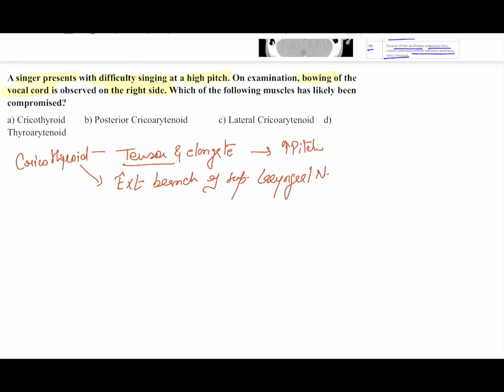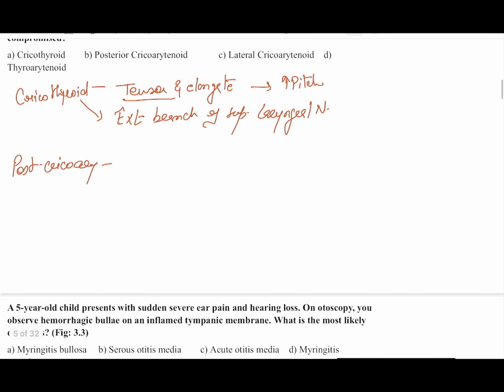Second muscle is posterior cricoarytenoid. What is the function of posterior cricoarytenoid? This is the primary abductor muscle, which will help me open up the vocal cords for breathing.